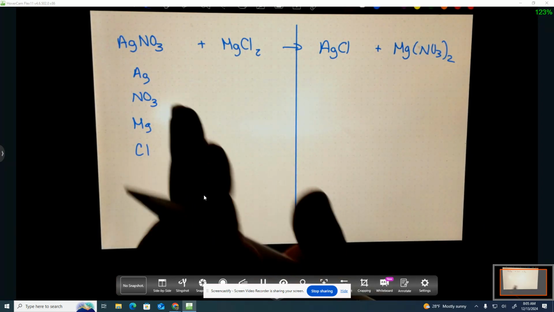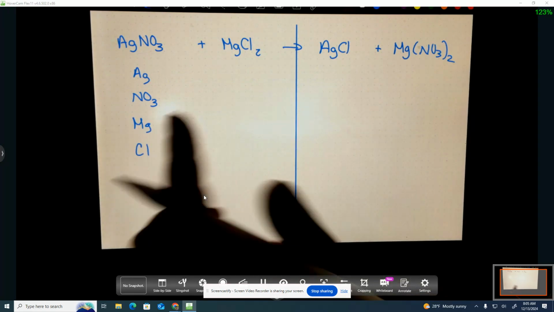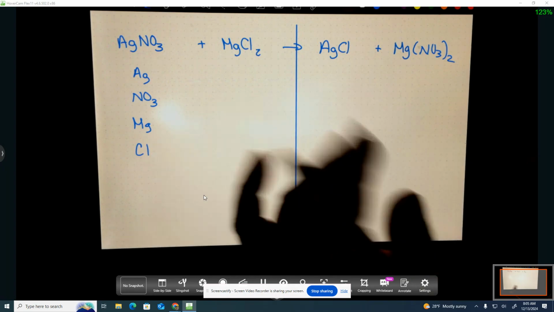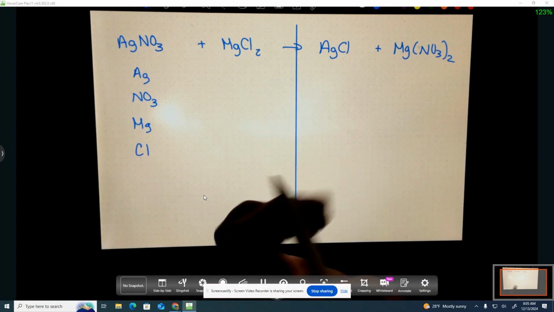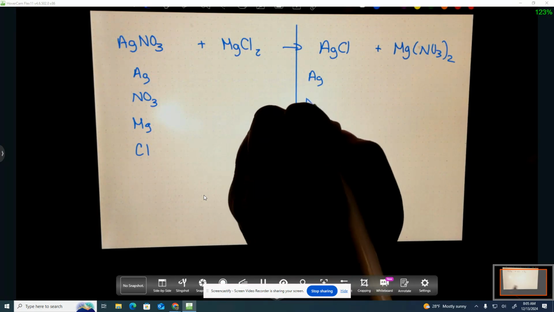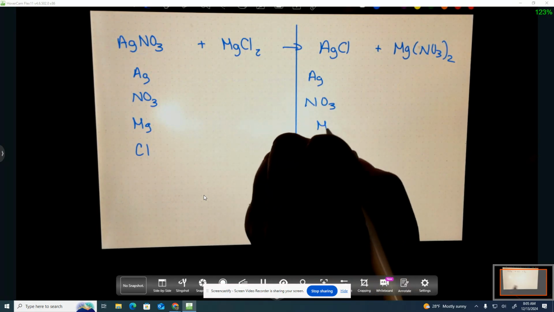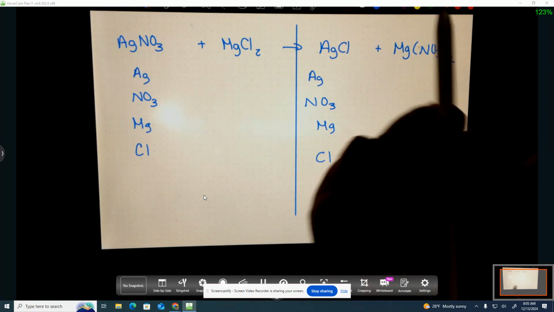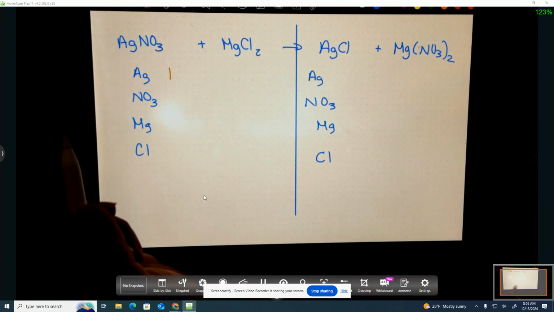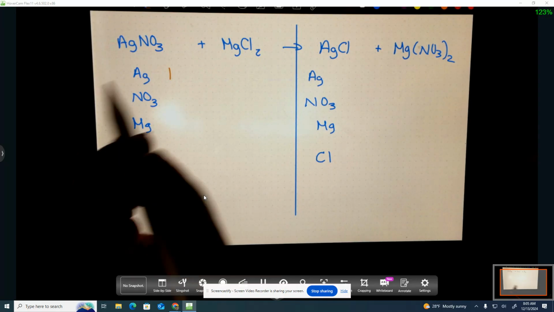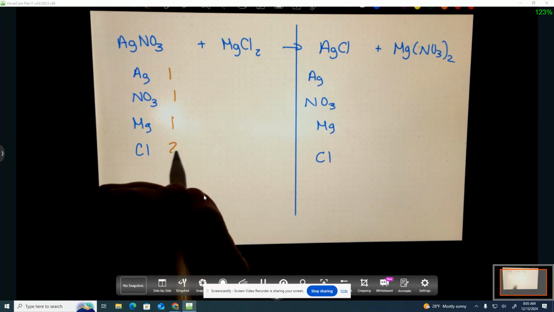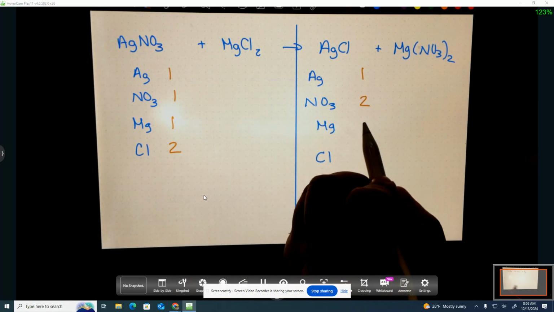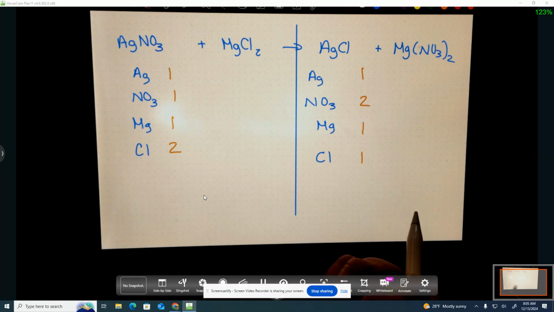As long as that polyatomic ion shows up on both sides of the equation, it will work. When it doesn't show up on both sides, then it doesn't work. Okay? So silver, nitrate, magnesium, and chlorine. Now when we count these, I've got 1 silver. How many nitrates do I have there? 1. 1 magnesium and 2 chlorines. 1 silver. How many nitrates? 2. 1 magnesium and 1 chlorine.